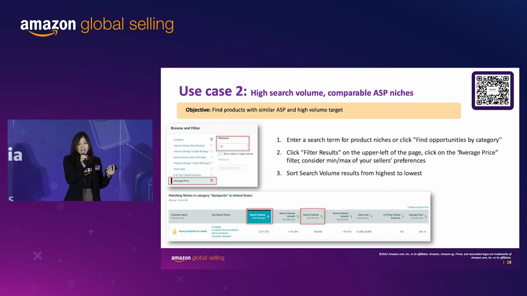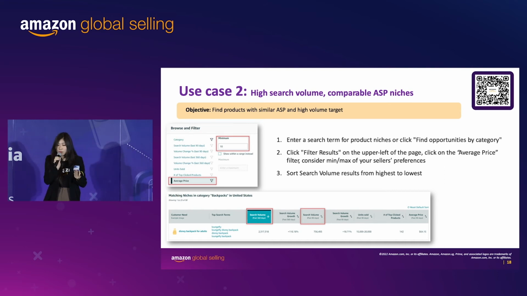Then thereafter, similarly, just sort the search volume results from highest to lowest. So likewise, T90 days will show the recent trends, whereas 360 days will give you a more holistic view.